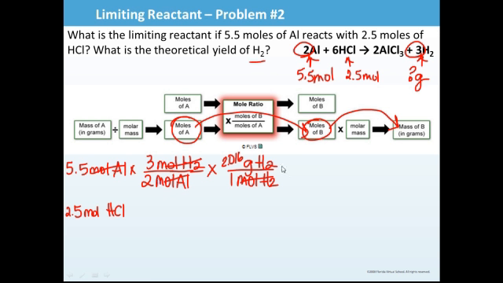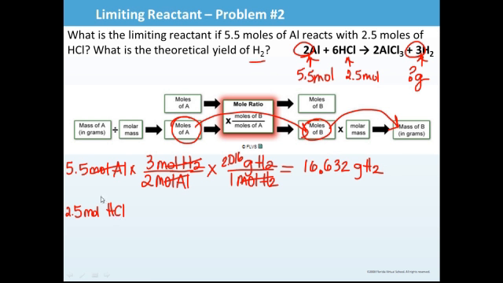Okay, so we have grams of hydrogen. That's what we needed. So we're going to go ahead and put our equal sign. We're going to multiply everything on the top, divide by everything on the bottom, and we get an answer of 16.632 grams of H2. I do not know if that's how much I'm going to be able to make because I don't know if I have enough HCl to do that.